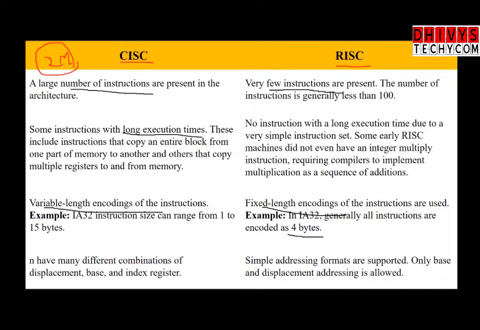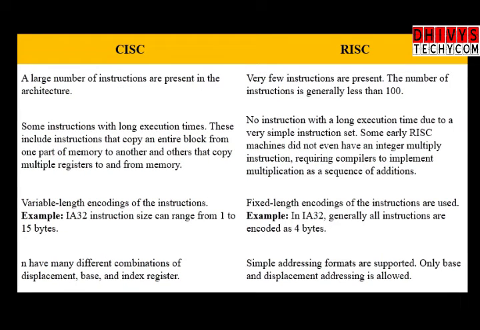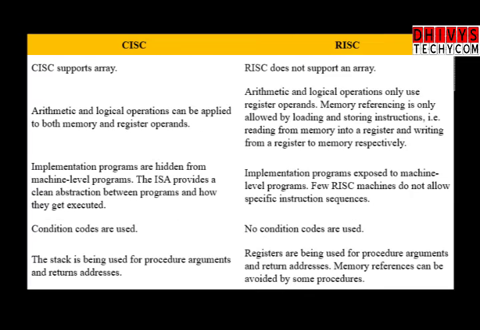And CISC has many different combinations of displacement, base and index registers, but RISC has a simple addressing format. So CISC has a various number of combinations, but here you will have very, very few addressing modes. CISC supports array combinations, but there are no such array concepts implemented here. In CISC, arithmetic and logical operations can be applied to both memory and register operands. In RISC, they can only be applied to register operands.